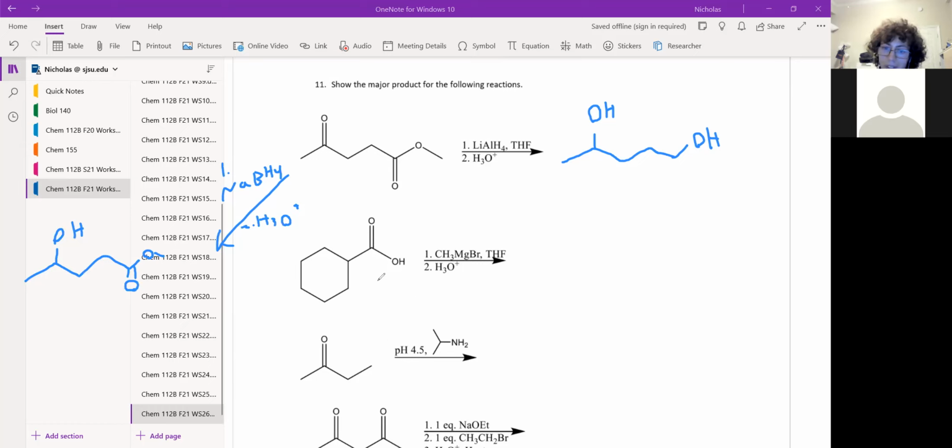We have a carboxylic acid and we're adding a Grignard reagent. So yeah, not what we're going for. What's gonna happen here? Yep, we're gonna form methane and the carboxylate. Because this isn't what's happening, what I'm about to draw, so don't put it in your notes. But this is what you're going for.